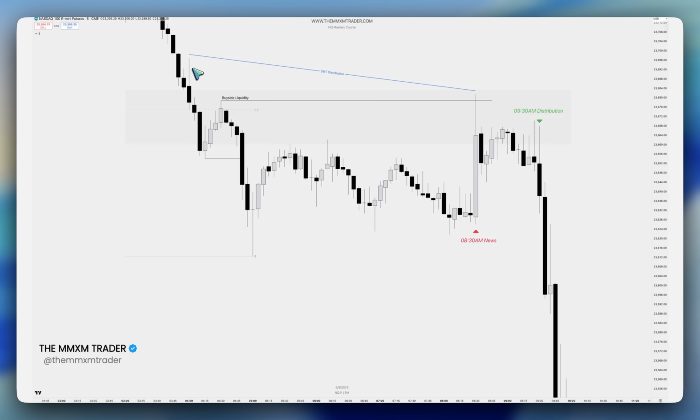Then we have SMT distribution above this high. ES takes out this high. And 8:30 a.m. news does what? The manipulation. It goes above this high into a premium, into the key level. 9:30 a.m. then is distribution. So when 8:30 a.m. news does this, expect 9:30 a.m. to do this when you have that bias, which you should now know how to determine from the previous lessons.